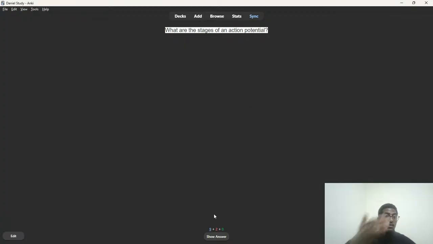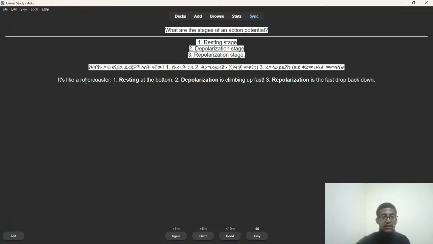So repolarization is back to the rest. So yeah, the first one is the resting stage, the second one is the depolarizing stage, and the third one is the repolarizing stage. What is action potential? It is a rapid temporary change of what? So this is our resting stage, depolarization stage, and repolarization stage. So depolarization is climbing up so fast, and repolarization is fast down back.